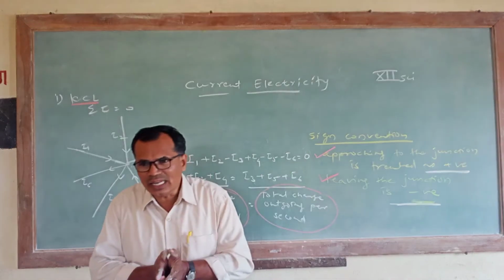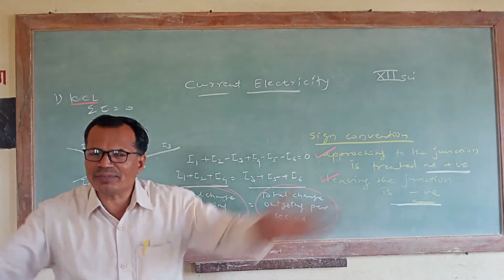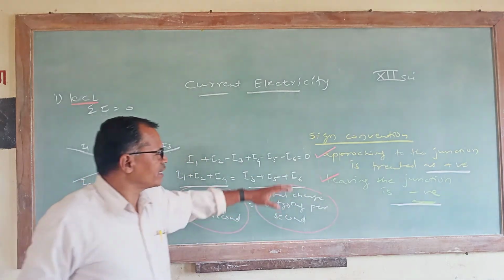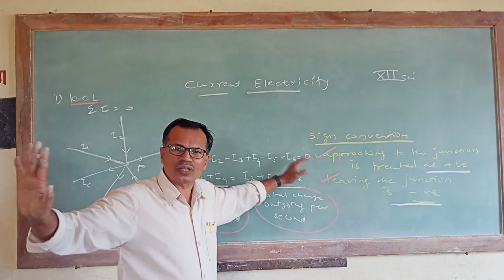And the currents leaving the junction, moving away from the junction, outgoing, are treated as negative. Now this is Kirchhoff's first law.